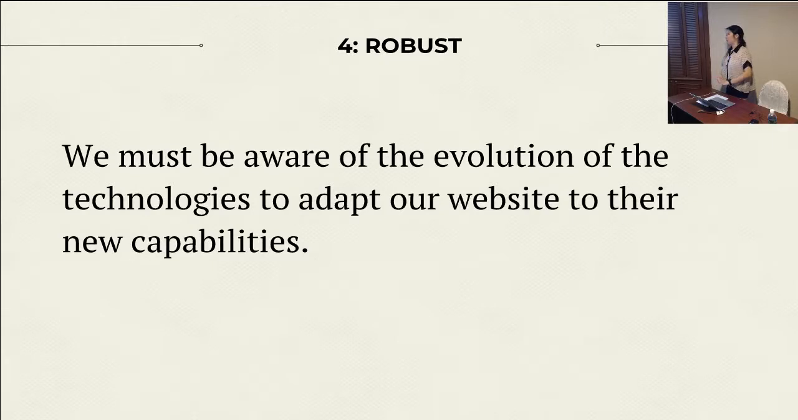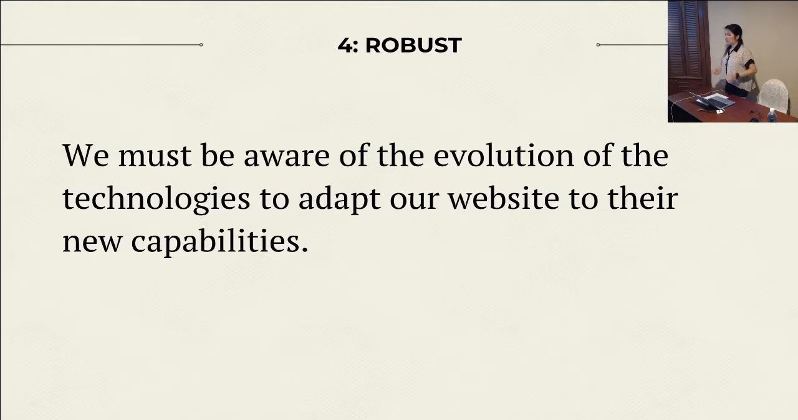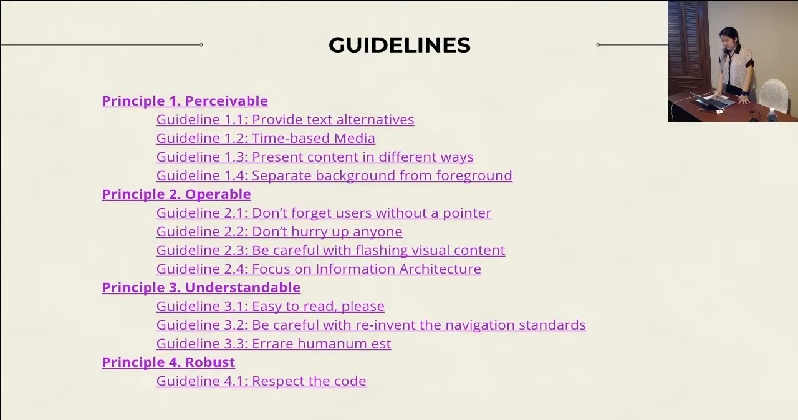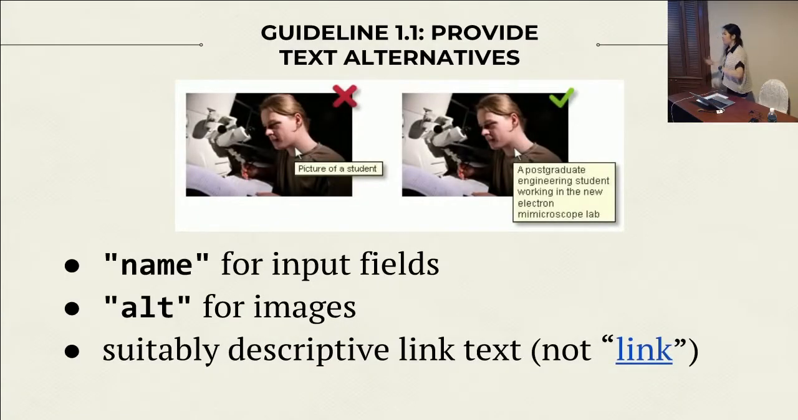And fourth is robust. It's important to keep updated with the latest technologies, for example, smartwatches. With all these new technologies and platforms coming up, you need to make sure that your website is robust to them, and also works for different users. So there are 12 guidelines. As you can see, they're lumped under different principles. We'll just focus on one for today so we don't overwhelm you.